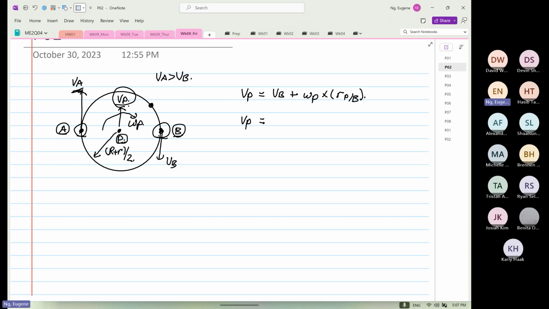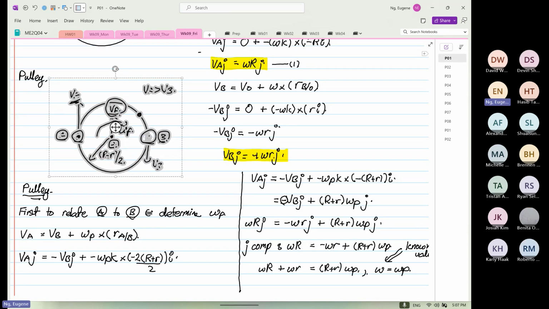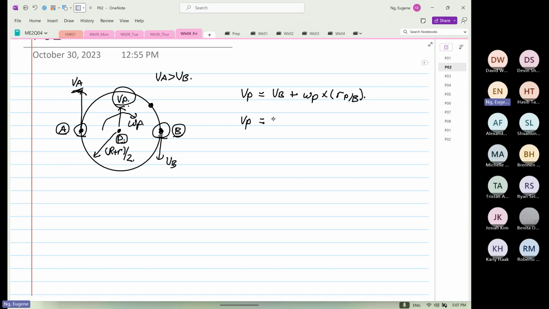Okay. So VB, which we also know, what is the VB value? So VB is equal to minus omega Rj. Okay, so this is minus omega Rj plus, and we know that this is equal to minus omega K cross R P from point B. Okay, so this will be equal to minus R plus R divided by 2. Okay, R plus R divided by 2, and the whole thing is in the I component.